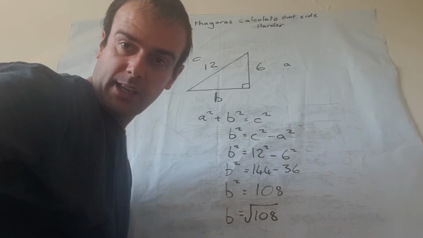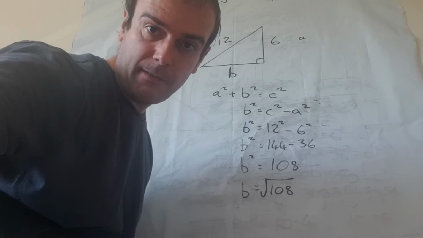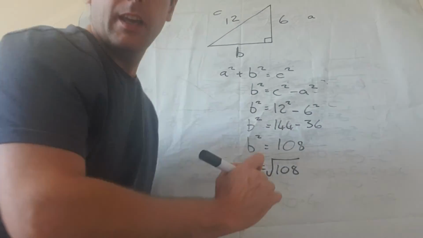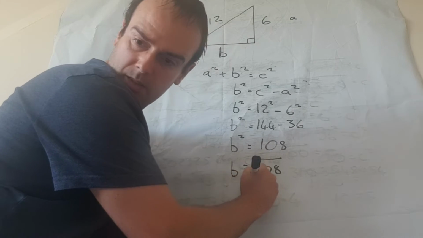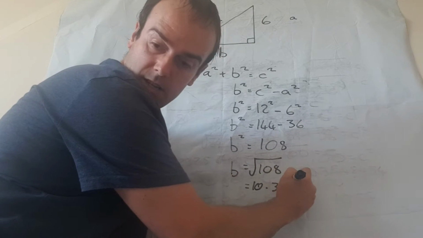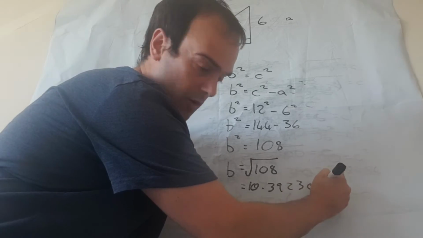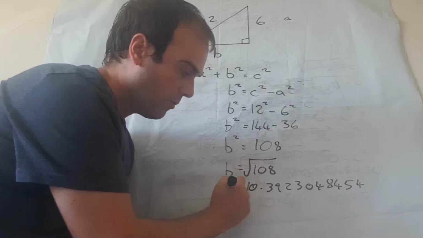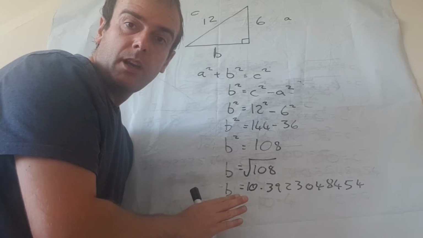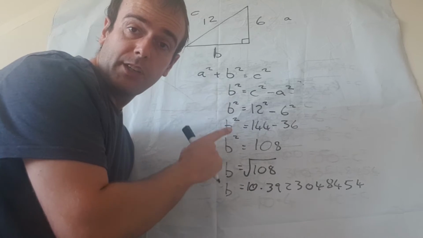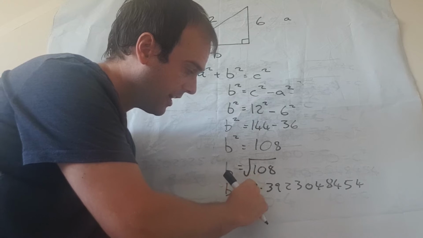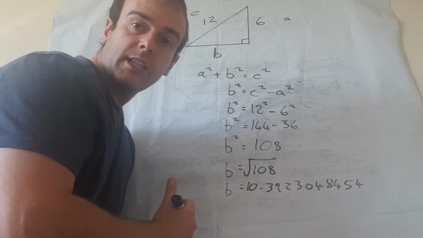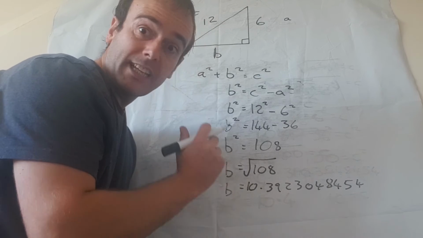It works out to be 10.39230484454. And again, obviously you don't want to be writing all that down. It's just what shows in your calculator. So when you've worked through this with your calculator, you'll see that that's what you're getting. Okay. And then we're going to round to one decimal place.